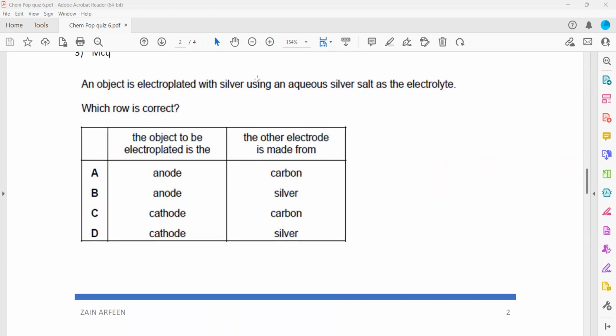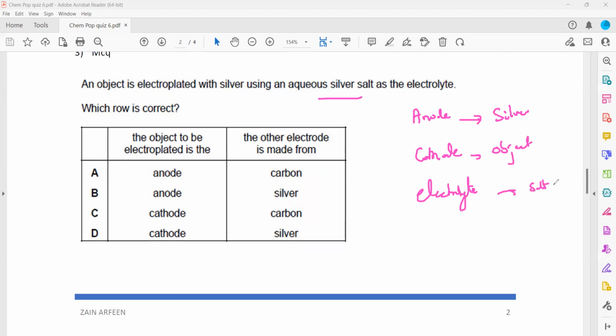An object is electroplated with silver using an aqueous silver salt. What is the correct row? So the anode should be made from the metal we want as a layer, like we want a silver layer, so it should be made from silver. The cathode is the object which we want to electroplate, and the electrolyte should be a soluble salt of the metal we want as a layer. Like if we want a silver layer, then it should be aqueous silver nitrate.